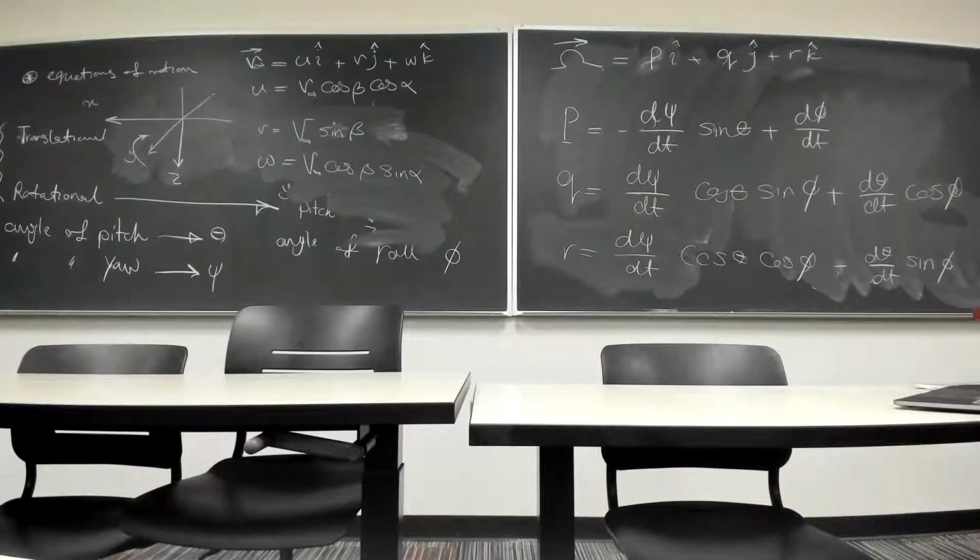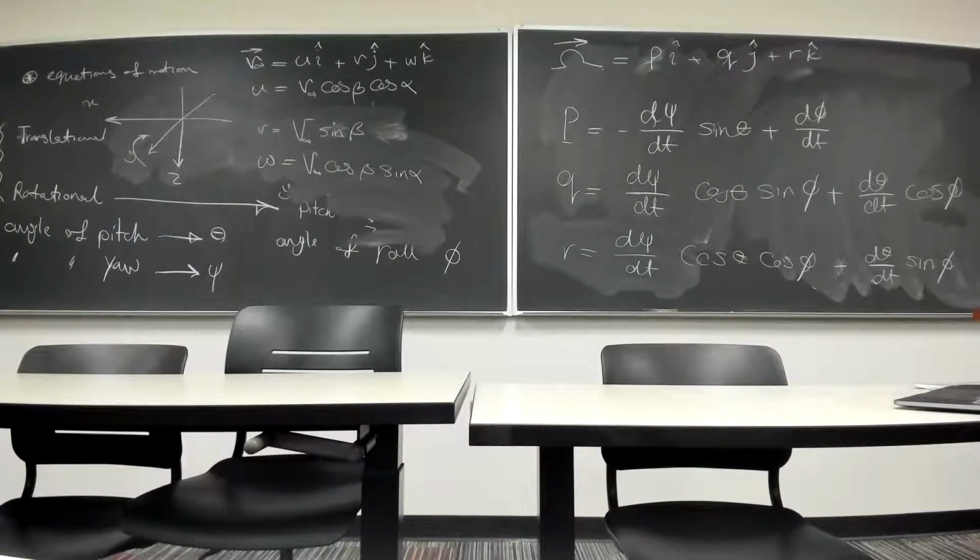That's the idea. When you have Pi, Qj, Rk, the unit vector in the x direction is i, the unit vector in the y direction is j, and the unit vector in the z direction is k. Okay?